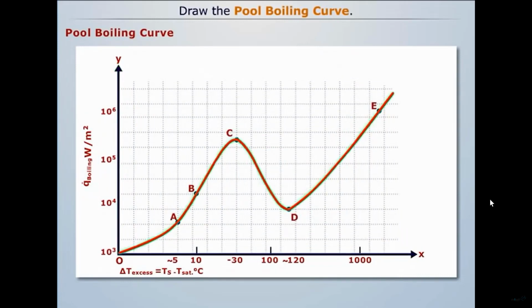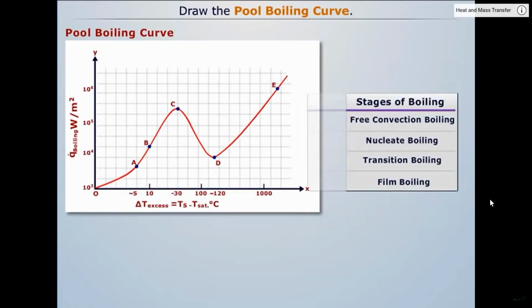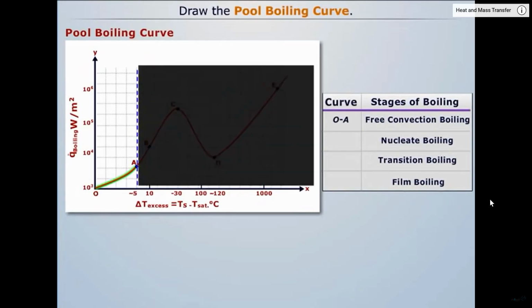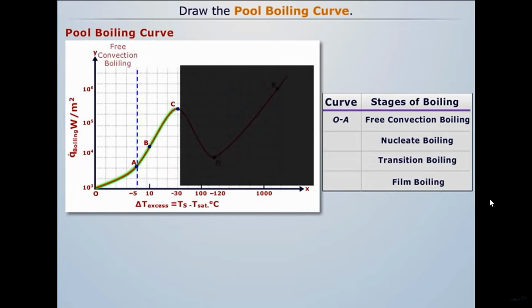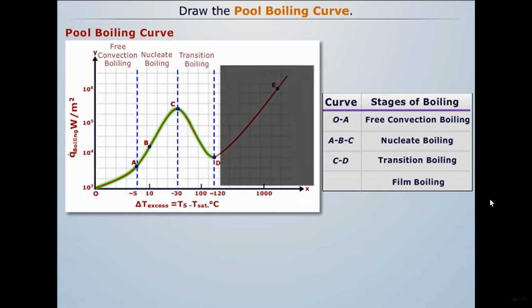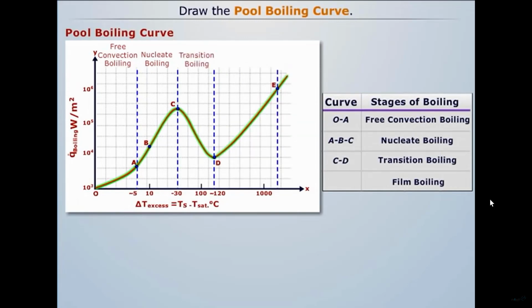The curve OABCDE is known as the pool boiling curve of water. Here, curve OA represents the stage of free convection boiling. Curve ABC represents the stage of nucleate boiling, where lower density fluids, because of buoyancy, came up and went up. Curve CD represents the stage of transition boiling, and curve DE represents the stage of film boiling. These are the 4 stages. Now let's understand each section of the curve one by one.